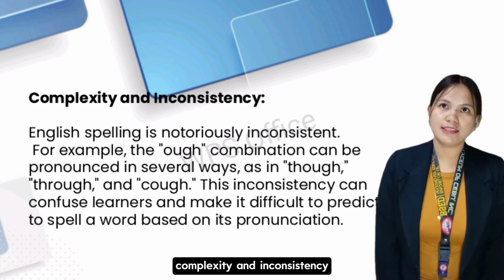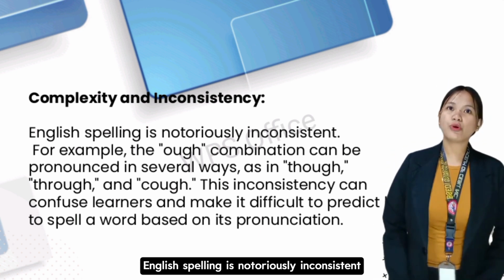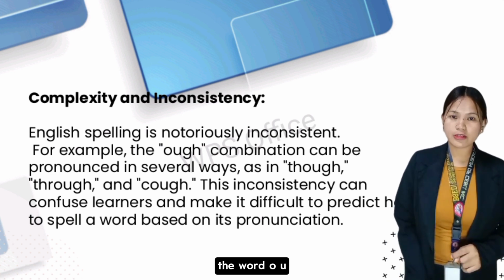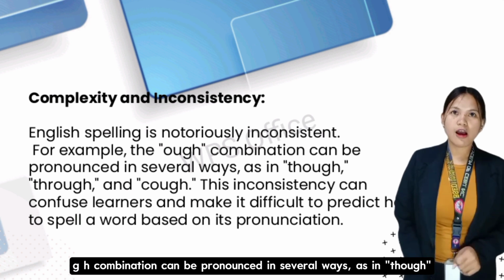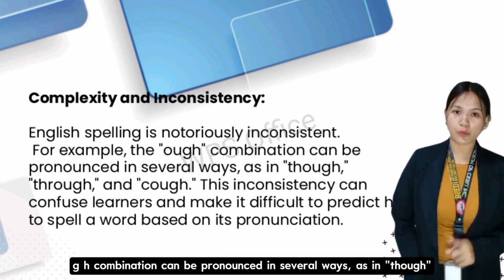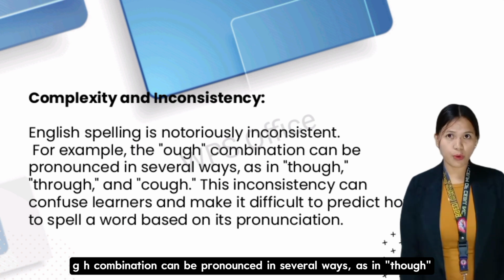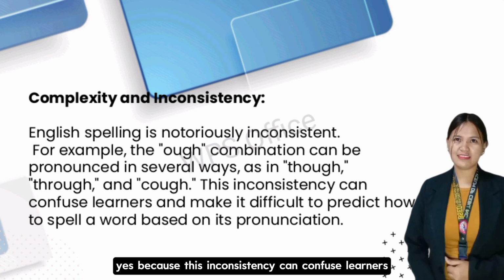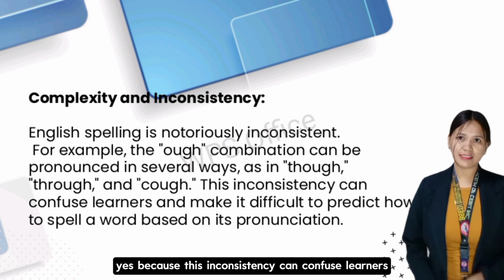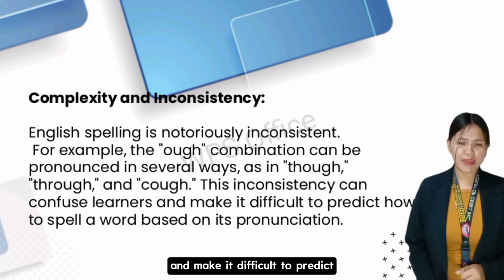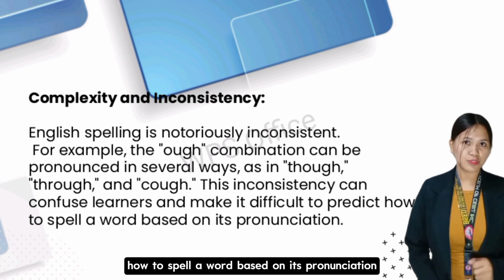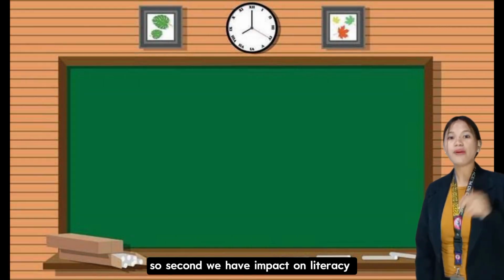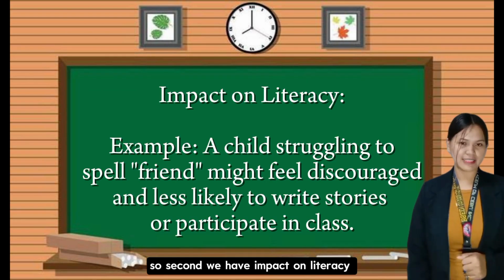Complexity and inconsistency. English spelling is notoriously inconsistent. For example, the word OUGH combination can be pronounced in several ways, as in though, through, and cough. So do you find it difficult? Yes, because this inconsistency can confuse learners and make it difficult to predict how to spell a word based on its pronunciation.